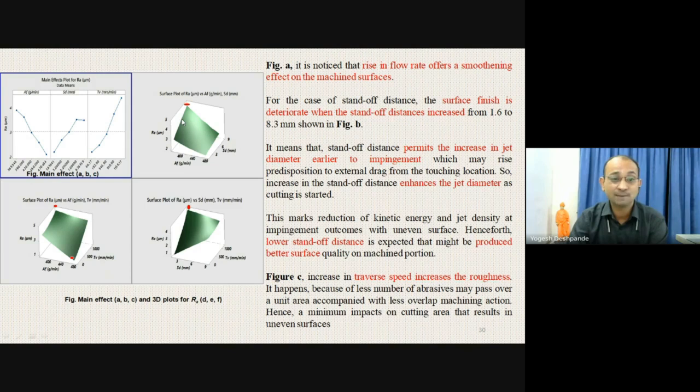Looking at some 3D surface plots, the high peak point indicated by red color shows the high value of surface roughness at minimum flow rate and maximum standoff distance. In the second picture, it is noticed that the low value of surface roughness is achieved at high flow rate and low travel speed. In this way, the various plots are drawn and studied.